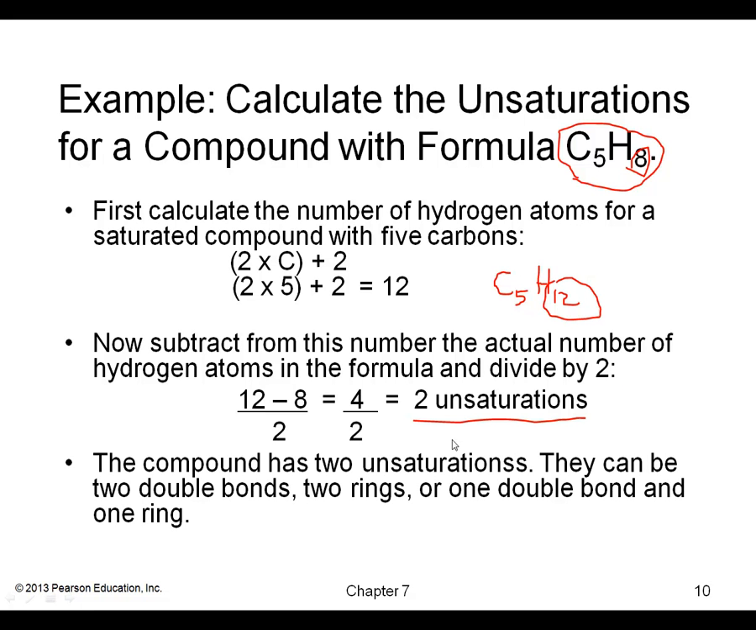And so what are the options? It could have 2 double bonds, it could have 2 rings, or it could have a double bond and a ring, or what's the other case? They didn't have it here. You could also have a triple bond as a possibility. We don't know, but it's going to be one of those options.